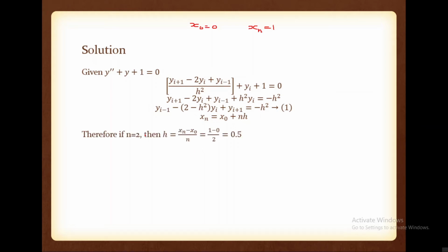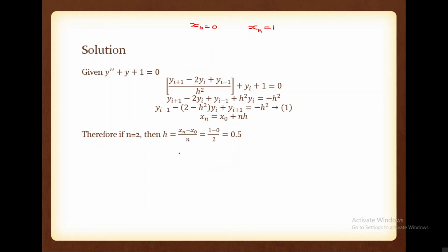By taking n equal to 2, h is equal to (xn minus x0) divided by n, that is (1 minus 0) divided by 2, which is equal to 0.5. So you have to take h equal to 0.5 here. If you are taking n equal to 4, this term will become 0.25. Here n equal to 2, therefore h is the last value minus the first value divided by n, 1 minus 0 divided by 2, equal to 0.5.